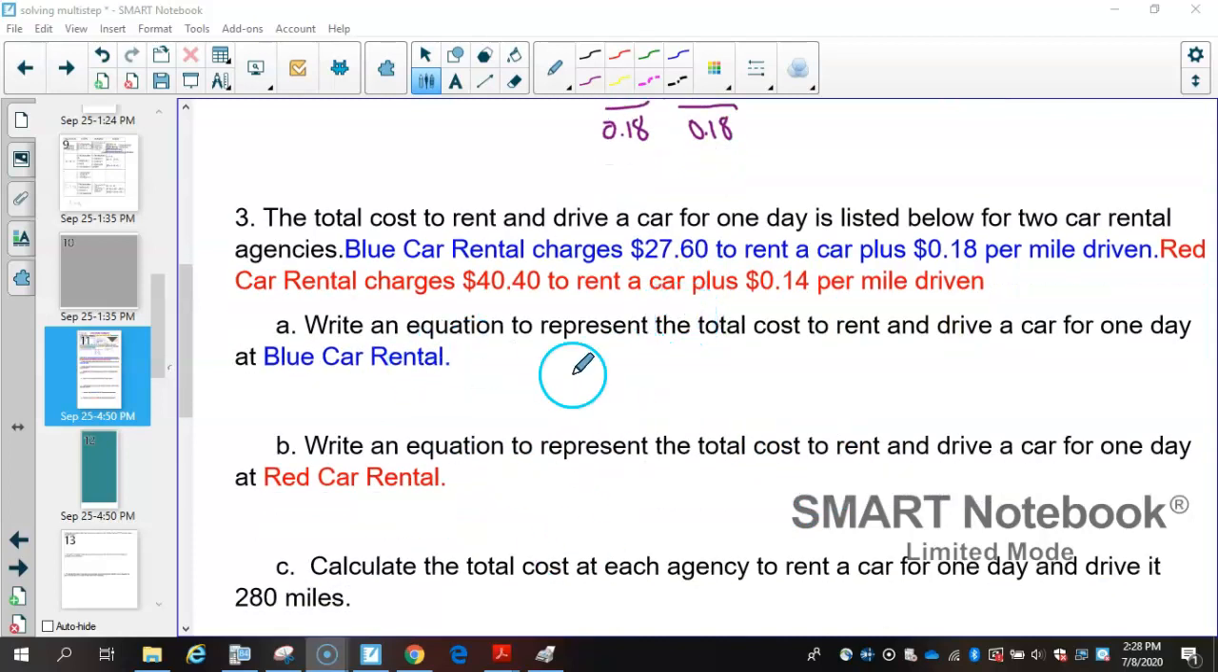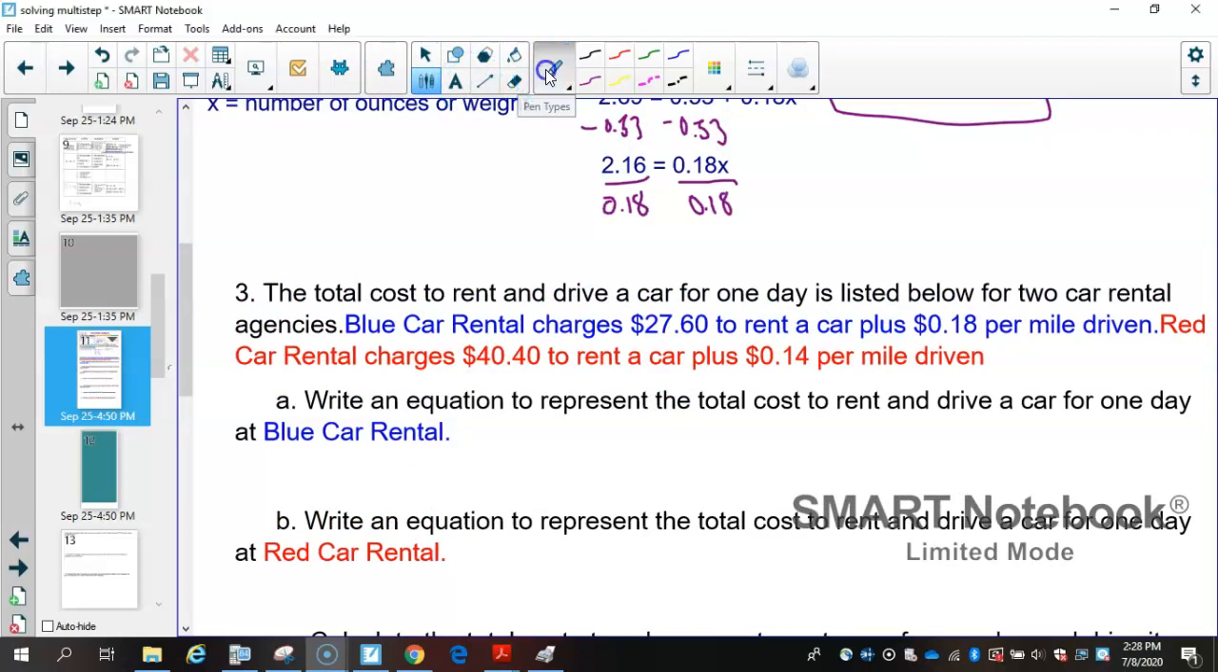Alright, so before we continue, let's highlight or underline or circle. $27.60, that's just to rent the car for blue. And then we have 18 cents per mile driven. That means I was getting ahead of myself. We'll talk about that here in a second. And then for the red, it's $40.40 to rent the car, and then 14 cents per mile driven.